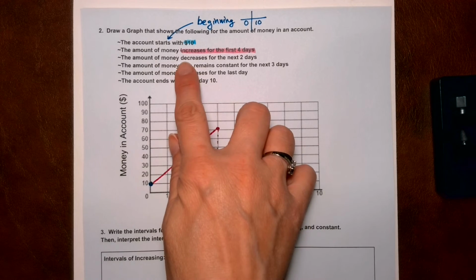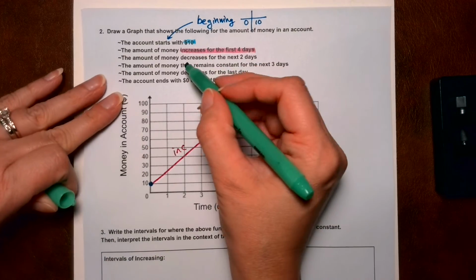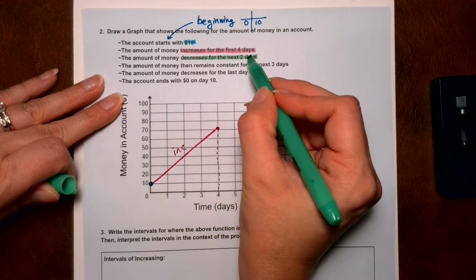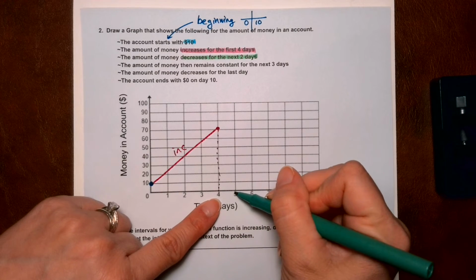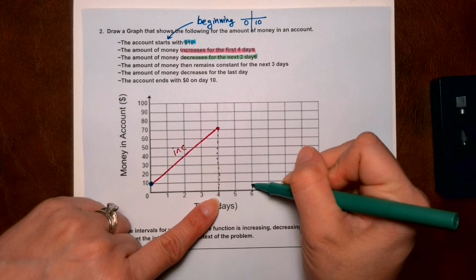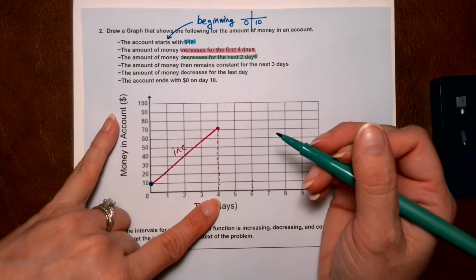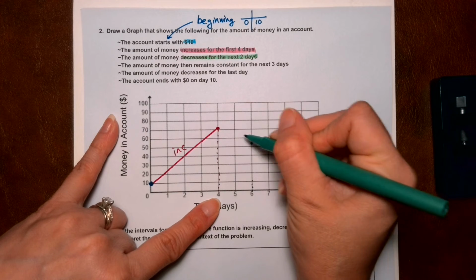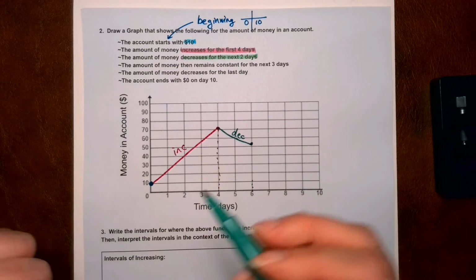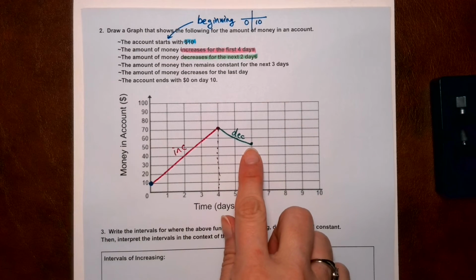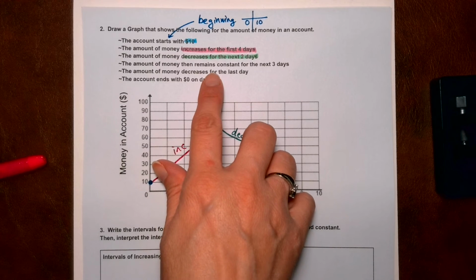Okay, the amount of money decreases for the next 2 days. Now I have to add a decreasing piece that lasts 2 days. So from day 4, we'll go 5, 6, that's 2 days later. And how much does it decrease? It doesn't really say. So I'm just going to go ahead and decrease it this much. Okay, decrease. It could be right in the middle of a box. That's okay.